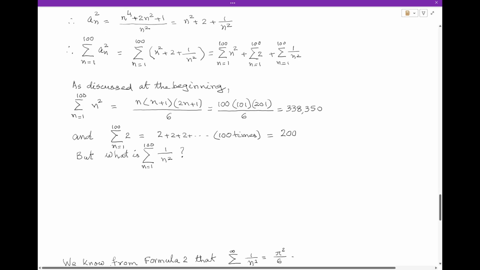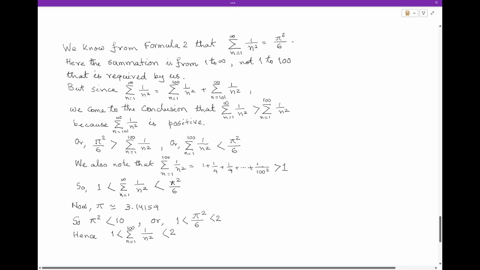And summation of this term, n is equal to 1 to 100 of just 2, will be 2 plus 2 plus 2 plus 2, 100 times, and that will be 200. But what is summation of n is equal to 1 to n is equal to 100 of the term 1 divided by n squared? We do not know this.